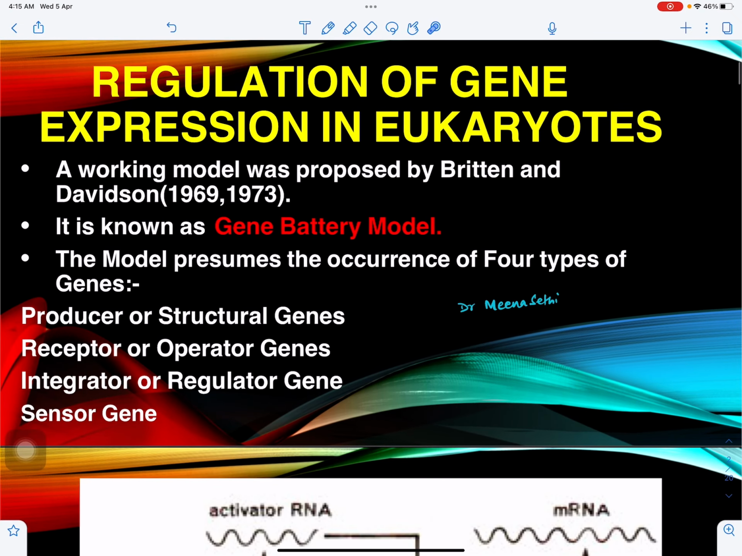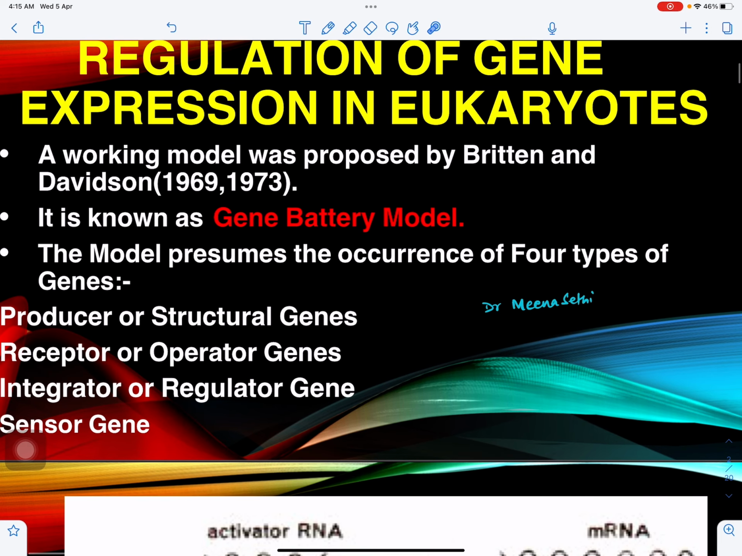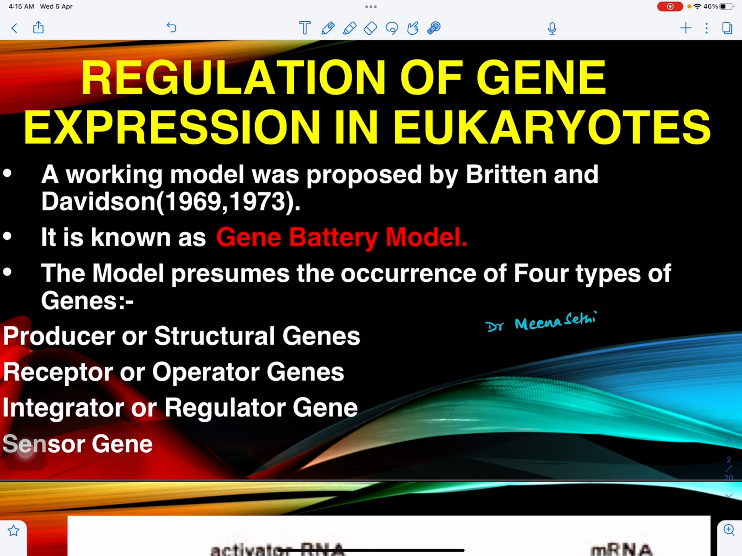To explain the working of genes in eukaryotes, a model was proposed by Britten and Davidson in 1969, and this model has been named the gene battery model. Why is it called the gene battery model? First, we'll discuss the different kinds of genes present here. Then we'll discuss why it is called the gene battery model.